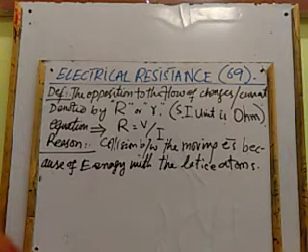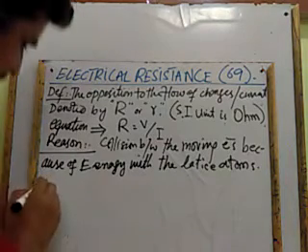Some substances like copper, silver, zinc, etc. have very less resistance, and other substances can offer much more resistance depending upon their nature, their length, their area, their physical properties.